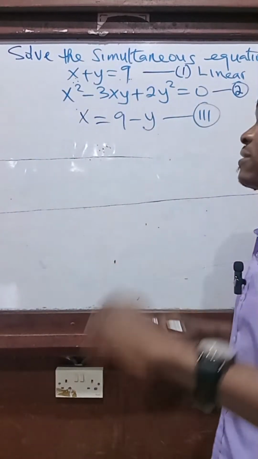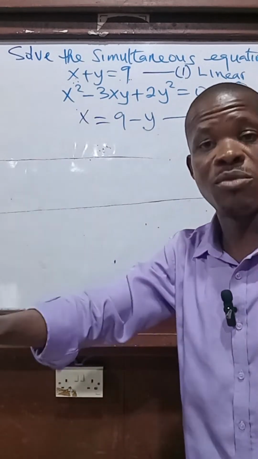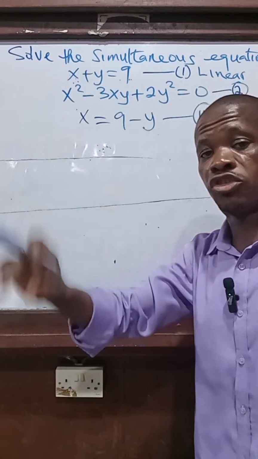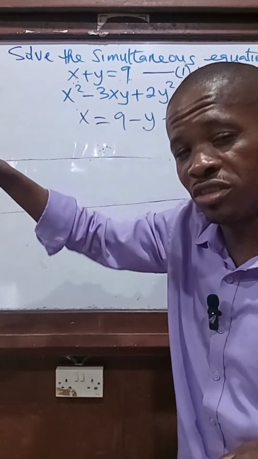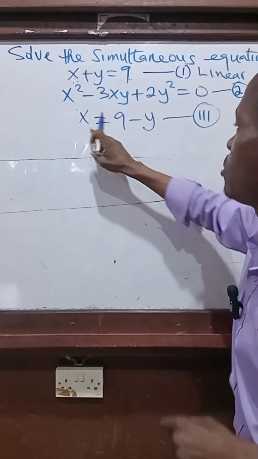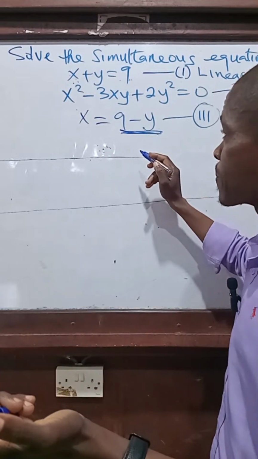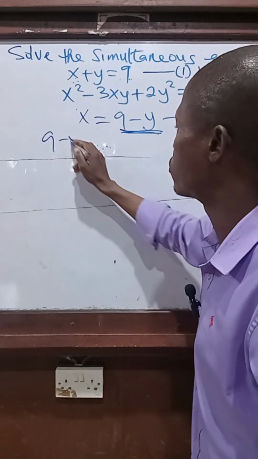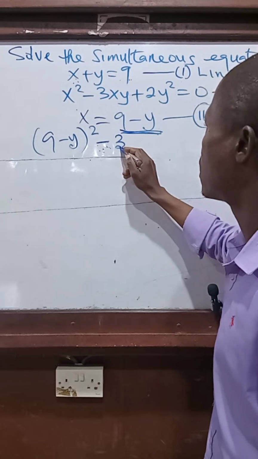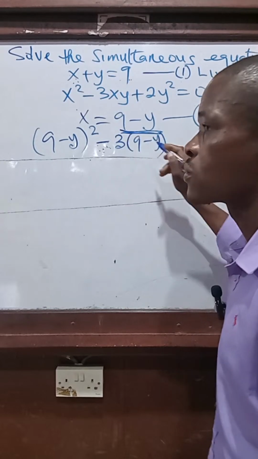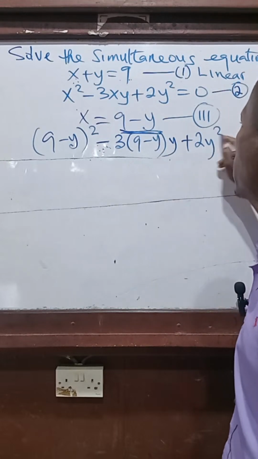Don't forget, equation 3 and 1 are the same equation. So I'm going to substitute 3 into 2. Anywhere you see x, you put this expression, 9 minus y, there. So that will be 9 minus y, and then you square that, and then minus 3 times x, which is 9 minus y, times y, and then plus 2y squared equal to 0.